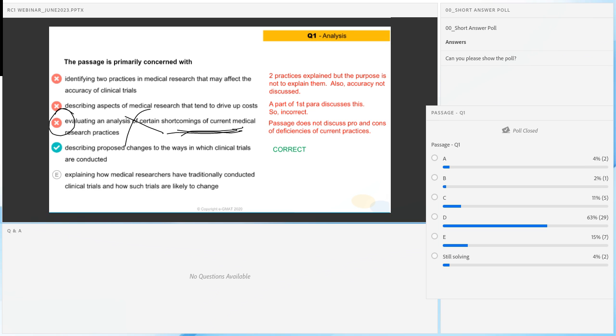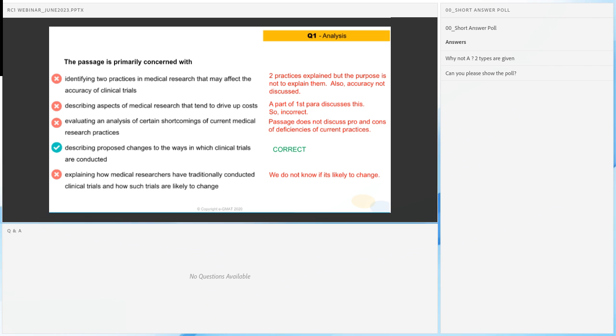All right, choice D is my correct answer. Describing proposed changes to ways in which clinical trials are conducted. Yes, there's a proposal. We have FNM's proposals, we're describing what that proposal is, and that proposal is about changes to the way clinical trials are conducted. Choice E was really popular as well. Seven of you chose choice E. Explaining how medical researchers have traditionally conducted trials and how such trials are likely to change. Can we be certain that such trials are likely to change overall? No, we don't know that. So we can't really say that it's about this.